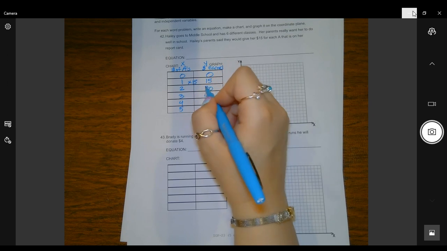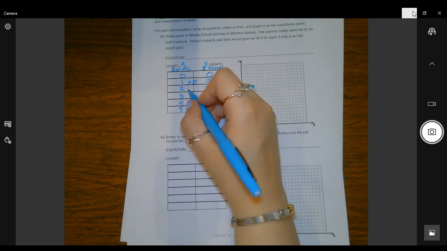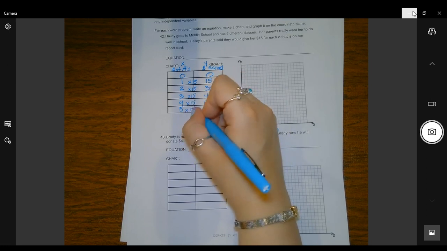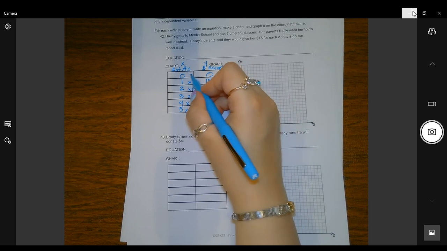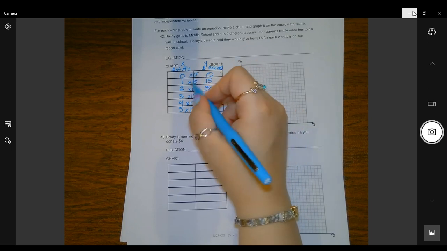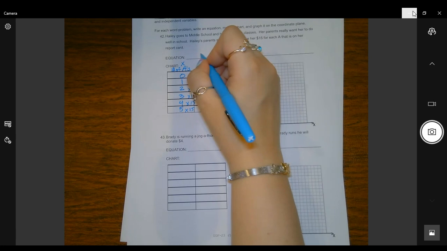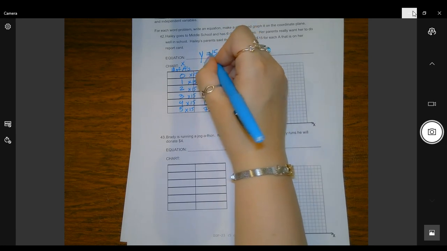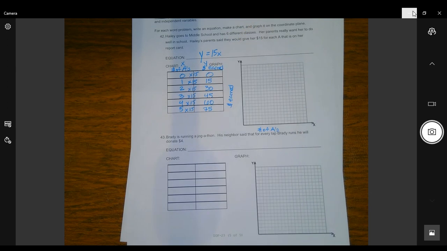If you multiply by 15, right? 1 times 15 is 15. Does that pattern hold up? 2 times 15 is 30. 3 times 15 is 45. 4 times 15 is 60. And 5 times 15 is 75. 0 times 15 is also 0. So that pattern holds up the whole time. In order to get y, you're taking x and multiplying it by 15. So y is equal to 15x.